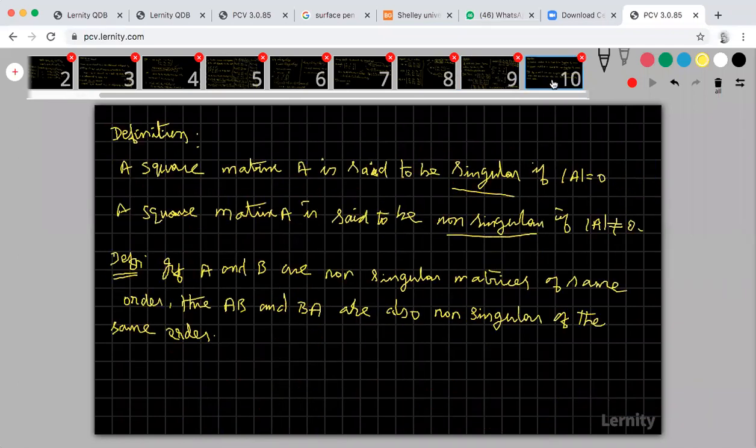Please take these two definitions, singular and non-singular. A square matrix A is said to be singular if determinant of A equal to 0. A square matrix A is said to be non-singular if determinant of A not equal to 0. If A and B are non-singular matrices of same order, then AB and BA are also non-singular. Non-singular means determinant not equal to 0. AB determinant is not equal to 0, BA determinant is not equal to 0. The matrices AB and BA are of the same order.